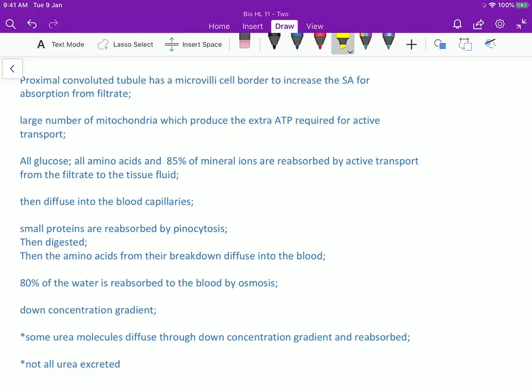Okay, so here's our quick recap. We talked about the proximal convoluted tubule having a microvilli cell border to increase surface area, and that means more absorption from the filtrate. Having lots of mitochondria for extra ATP because of the active transport. And we said that there were three things: glucose, amino acids, and mineral ions, which were being absorbed via active transport from the filtrate into the tissue fluid. It then diffuses in the end into the blood capillaries.